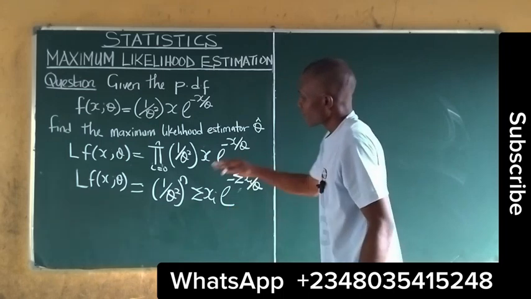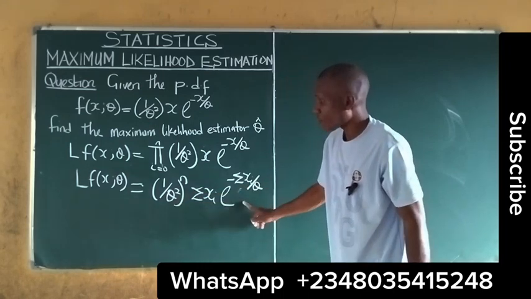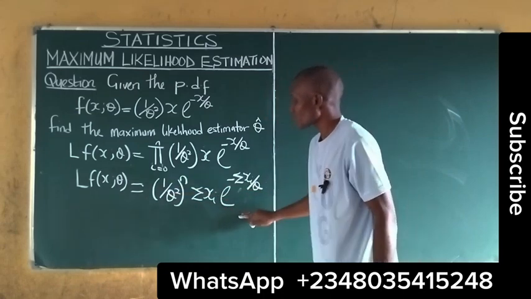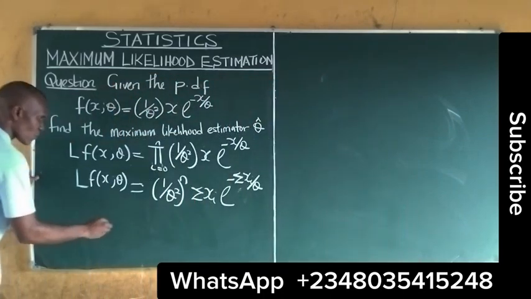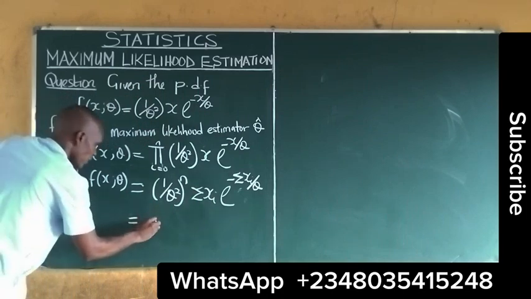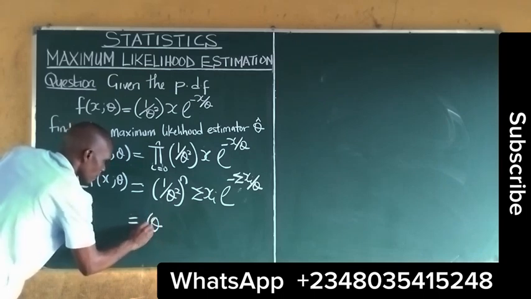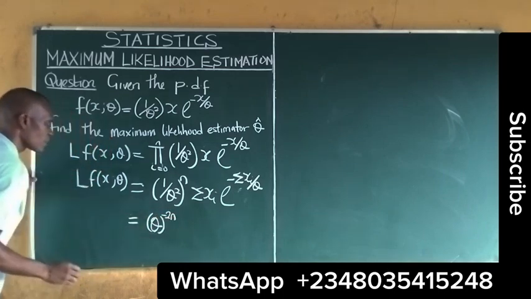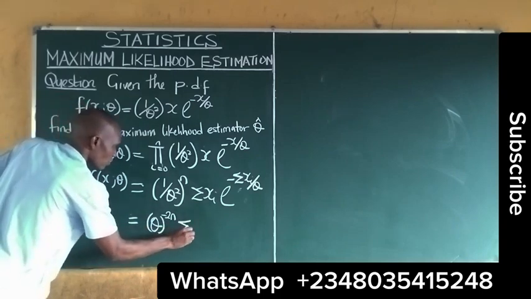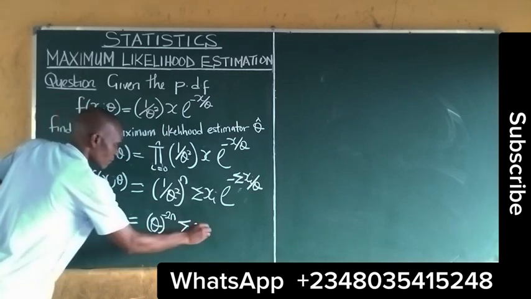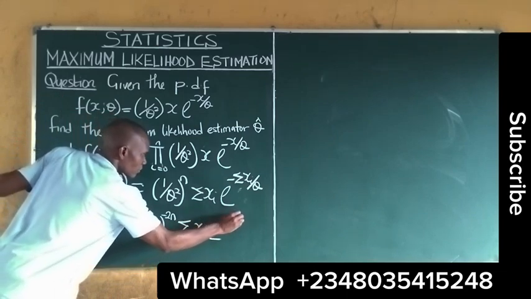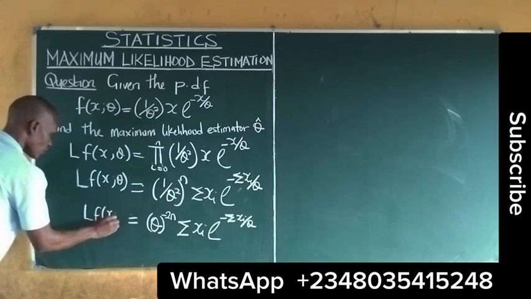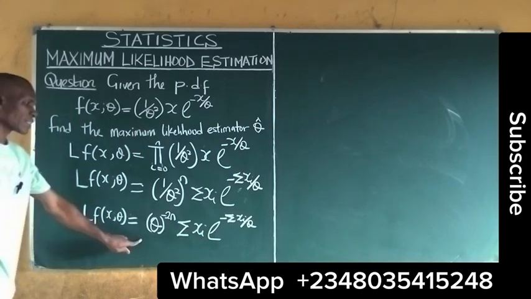So what do we do next? The next thing to do is to take the log. But for us to take the log of this, we need to rearrange this very well. We rearrange this function so that it will be very easy for us to take the log. So rearranging it, we can write it as theta raised to the power of negative 2n, product of xi's, exponential summation xi all over theta. Nothing has changed.